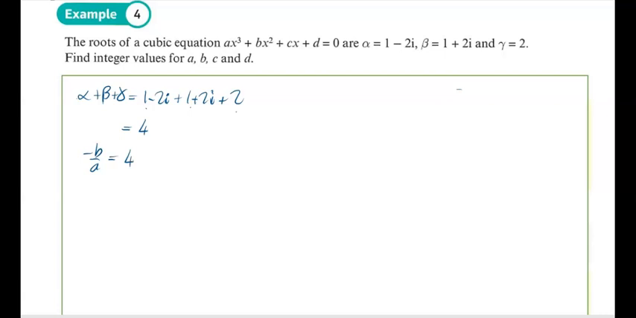Okay, next thing we're going to look at is the sum of the pairs, or the products of the pairs, as we could say. So my pairs are alpha, beta.